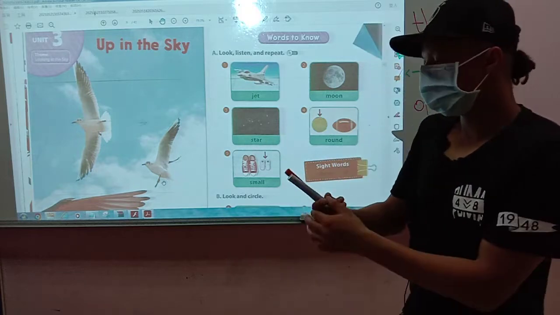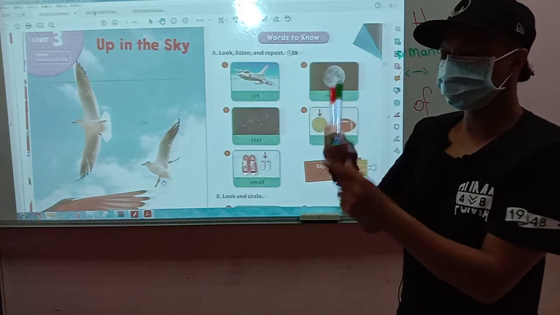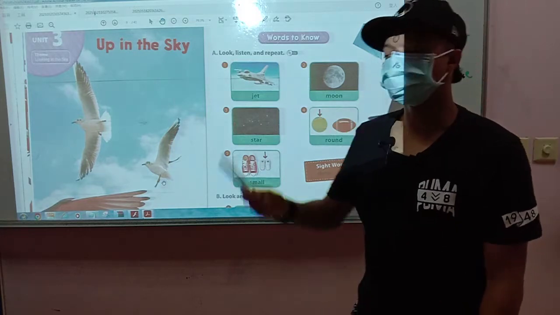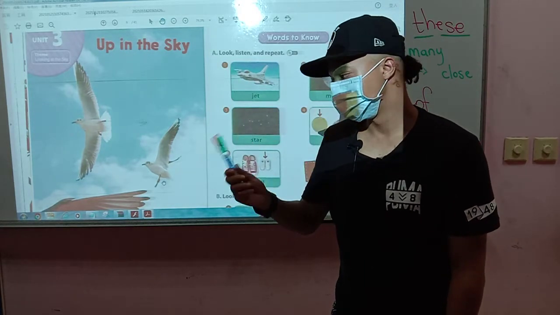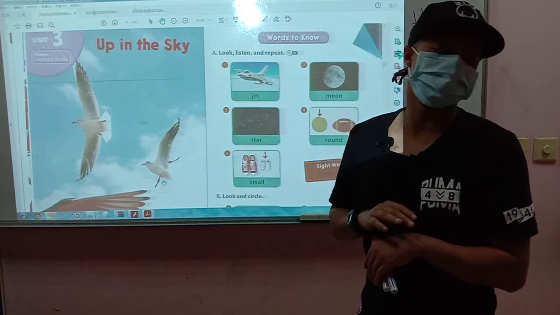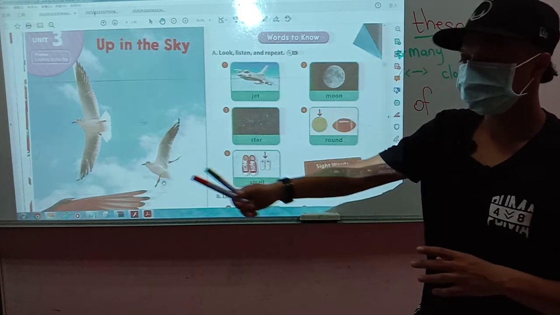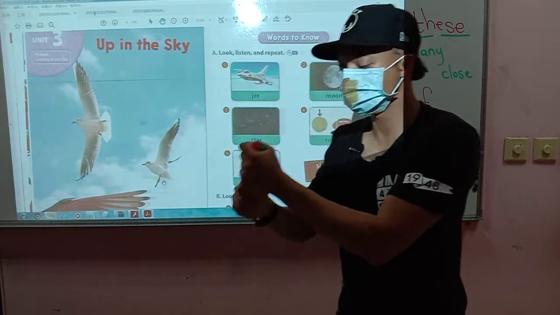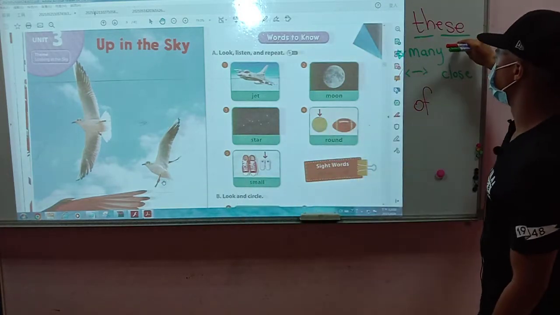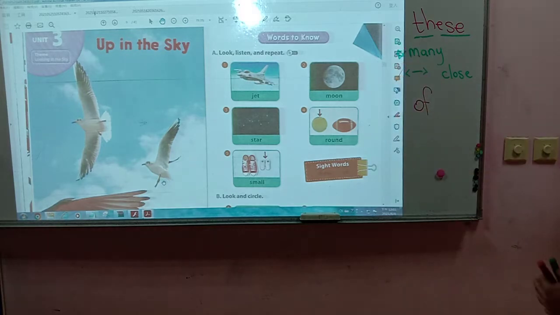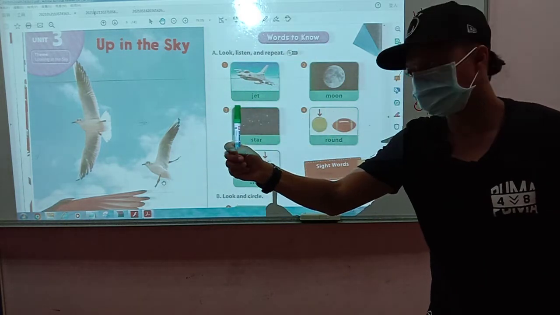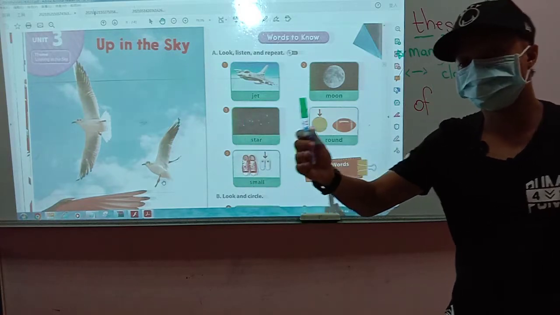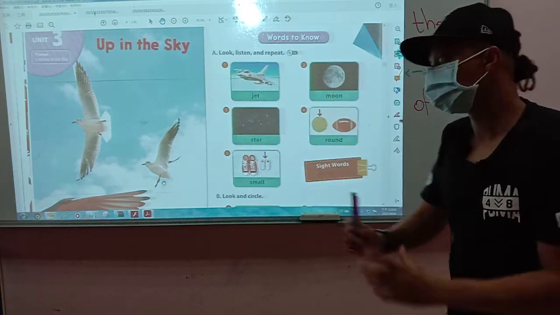For example, I have 2 markers, so they are many markers, and I can touch them. So these are my markers. If I cannot touch it, I will say those are markers, but these I can touch. Okay, so it's close, I can touch it. We say these for many. If I have 1 marker, can I say these? No, right? It's only 1. So many, these.